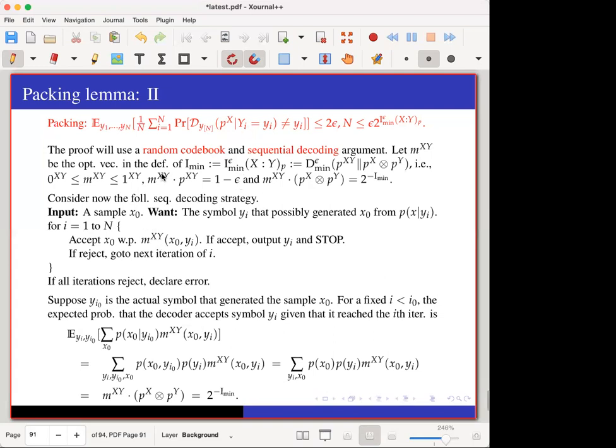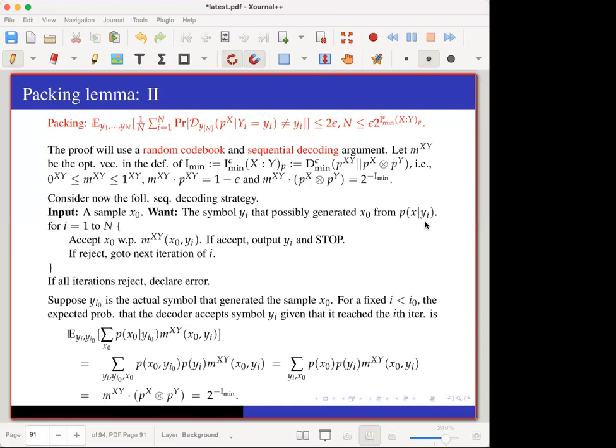Remember, somebody chose some symbol yi. Which one is my codebook variable? Well, there's no codebook out here, I'm talking of the packing lemma. But if you're talking of the codebook, the messages of the codebook will be indexed by y1 to yn, if you want to interpret it that way.